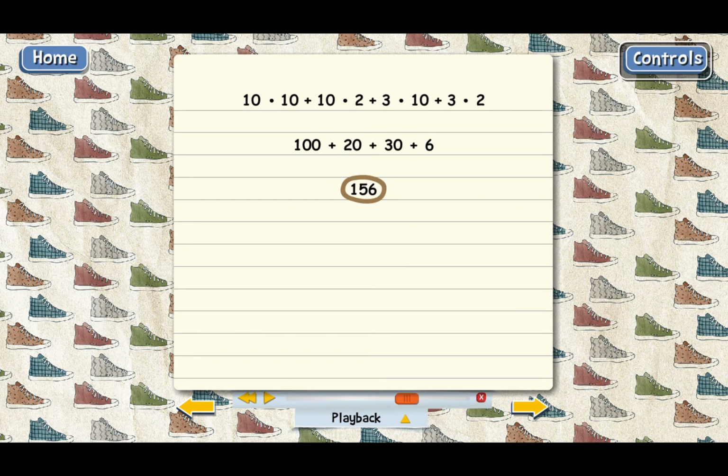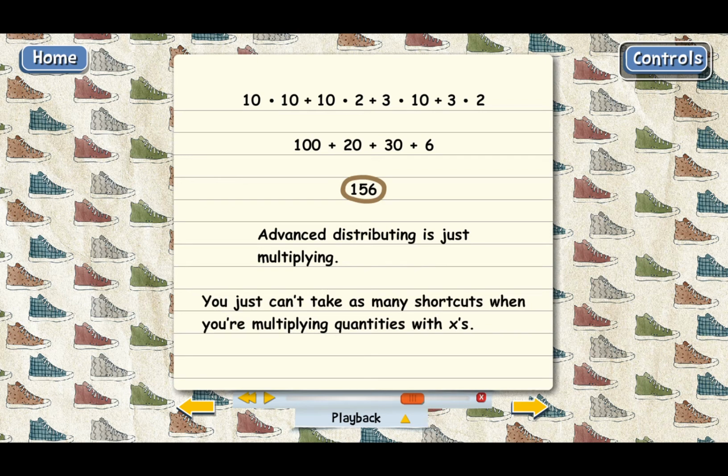Now, that's not the fastest way to multiply 13 and 12, but the main point was just to show you that advanced distributing isn't really anything new. It's basically the same as multiplication. When you're multiplying plain numbers like 13 and 12, there are some shortcuts that you take, and you do it vertically. But when you're multiplying with x's, you have to do it the long way. And so that's why there's a slight difference between advanced distributing that you're learning now and the long multiplication that you learned in earlier math courses, but they're basically the same thing.